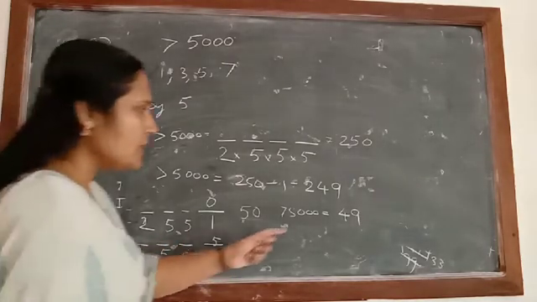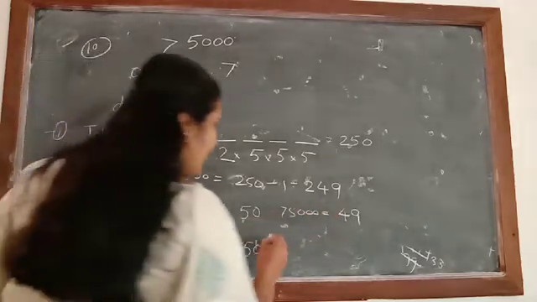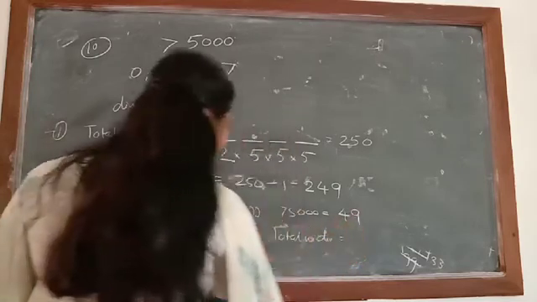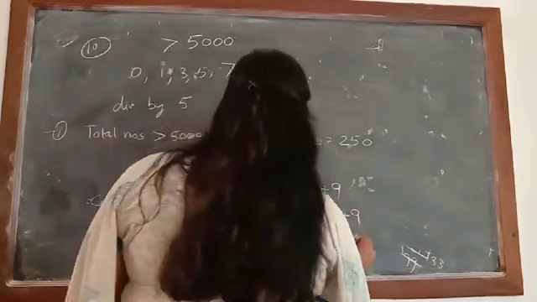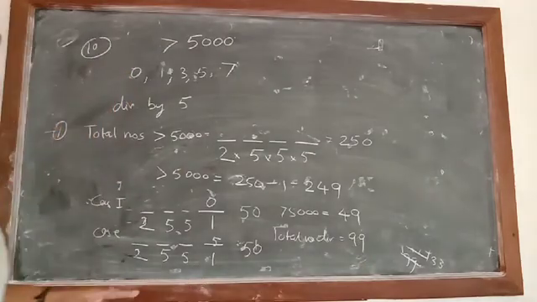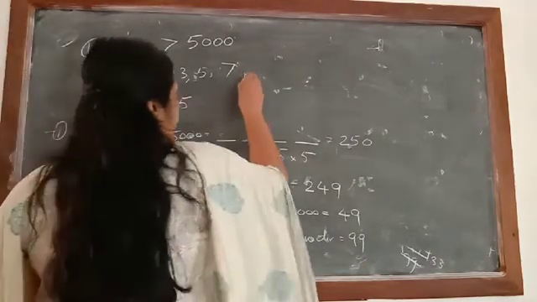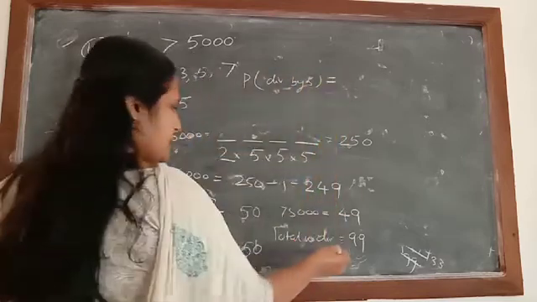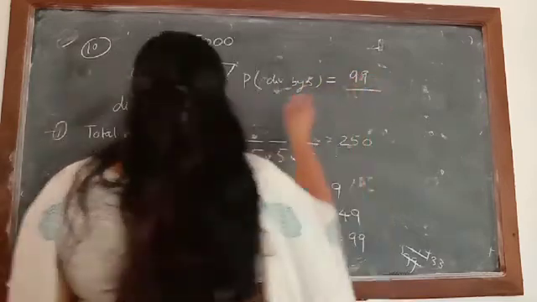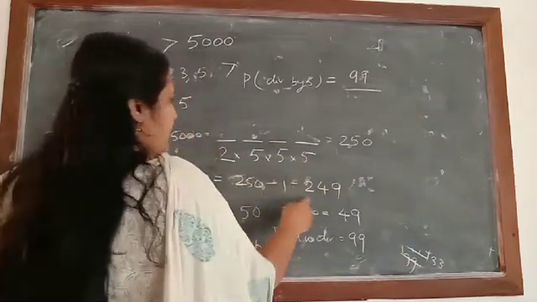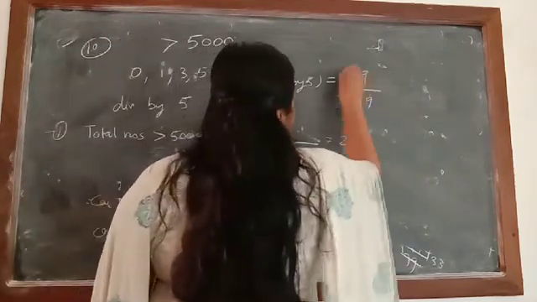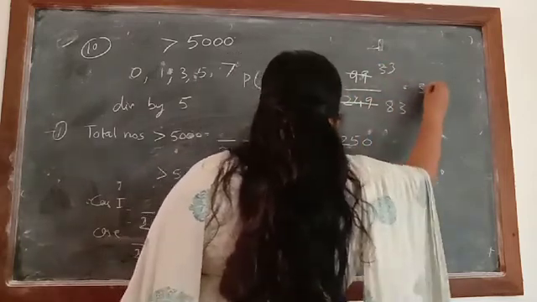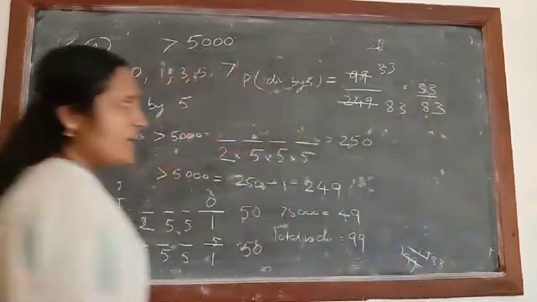So total numbers will be equal to 49 plus 50. Total numbers divisible by 5: 49 plus 50 will be equal to 99. Now we have to write down the probability. So the probability of getting a number divisible by 5 is equal to 99 by total how many numbers we have? 249. Cancel it there: 3 3s are, and here 3 8s are, 3 3s are. So it will be equal to 33 by 83.